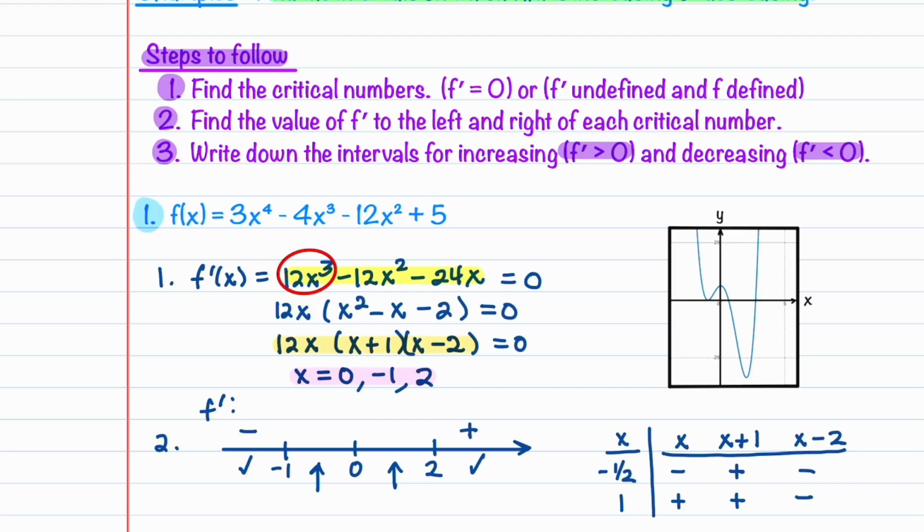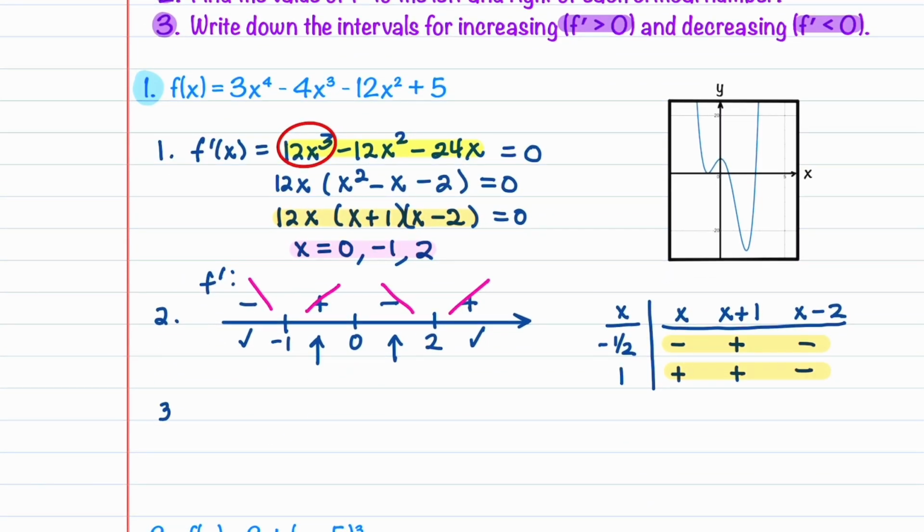In the region between -1 and 0, we have a negative times a positive times a negative, so that's going to give us a positive. And then in the region between 0 and 2, we have a positive, positive, and a negative, so that is going to be negative. I think before we go to step 3 and write down the intervals for increasing or decreasing, I've always found that it helps to draw an increasing or a decreasing line in each interval. So in our leftmost interval, we have decreasing, then we have increasing, decreasing, and increasing.